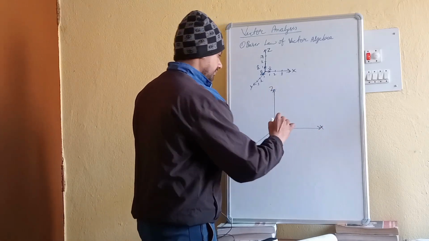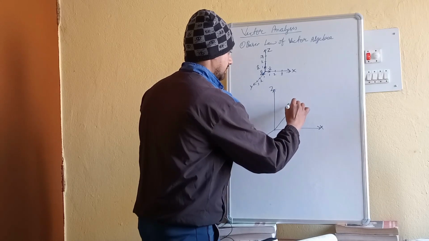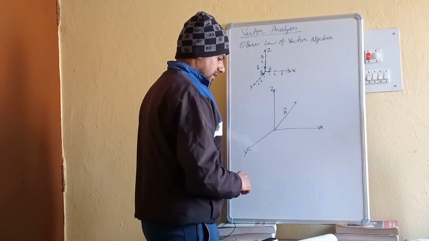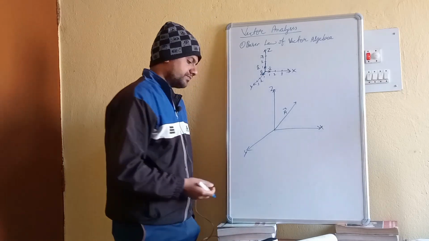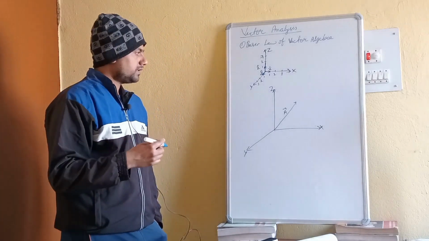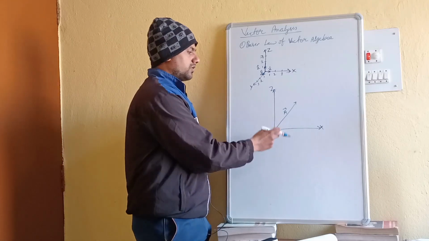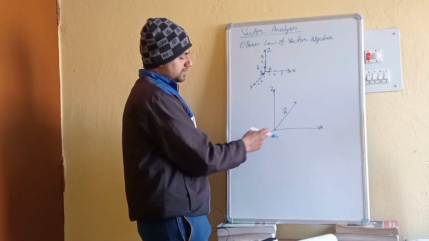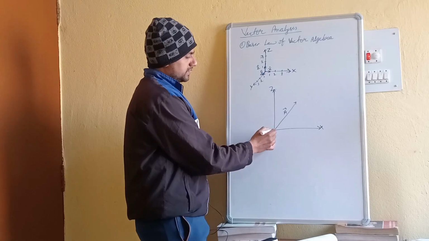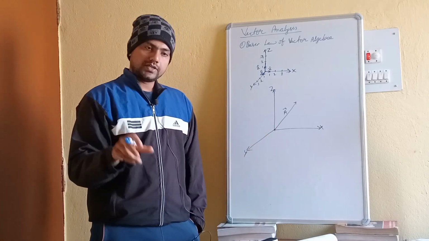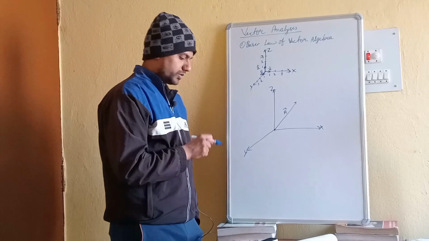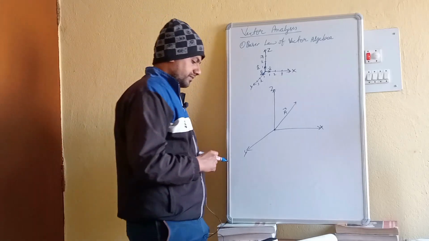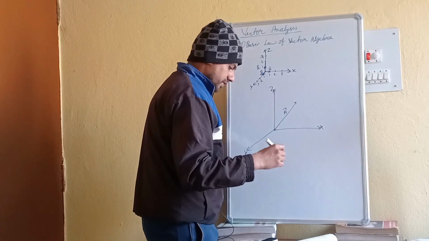What next? Here if you have a vector a, so this is a vector a, then in that case, what will be the component of this vector a along the x-axis, what will be the component along the y-axis, and what will be the component along the z-axis. So these three things I will show you just now.